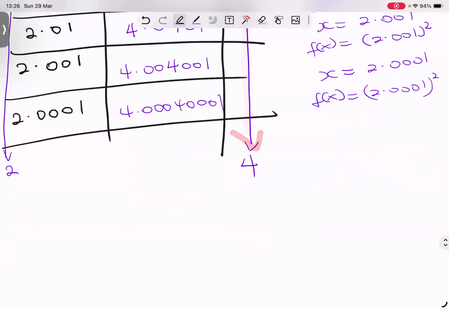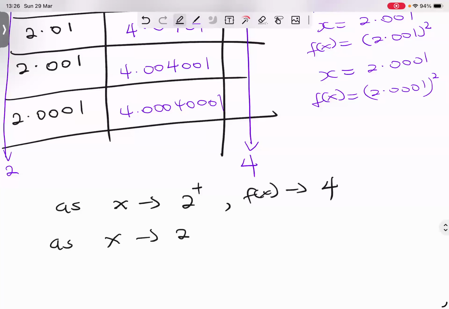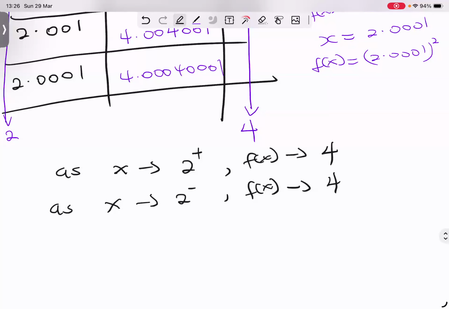All right, so as x is approaching 2 from the right-hand side, f of x is also approaching 4. And as x is approaching 2 from the left-hand side, f of x is approaching 4. So we notice that whether we are looking at x from the left or from the right, f of x approaches the same number.